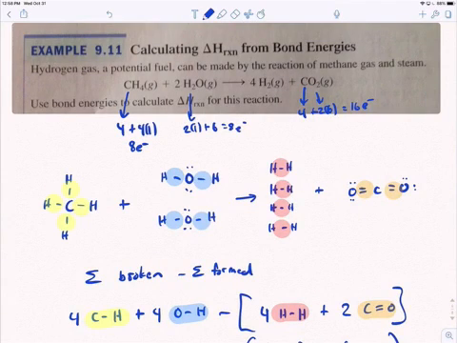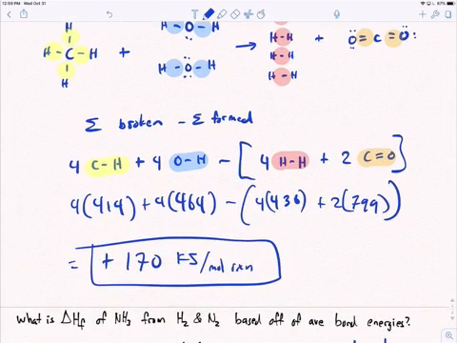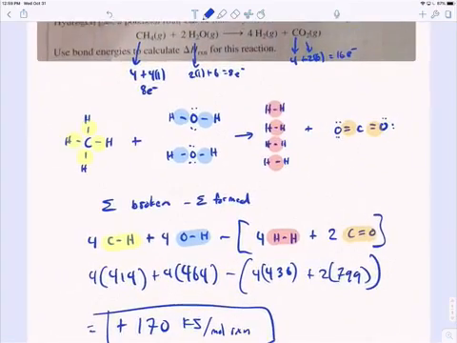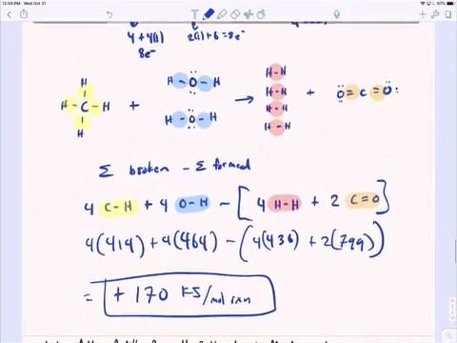So recap with this one. What's the delta H for this reaction? We can estimate it using average bond energies. And drawing the Lewis structure, we're breaking 4 carbon-hydrogen bonds, 4 oxygen-hydrogen bonds, and we're forming 4 hydrogen-hydrogen bonds and 2 carbon-oxygen bonds. And we find out then that the average bond energy there is 170 kilojoules per mole reaction as written.